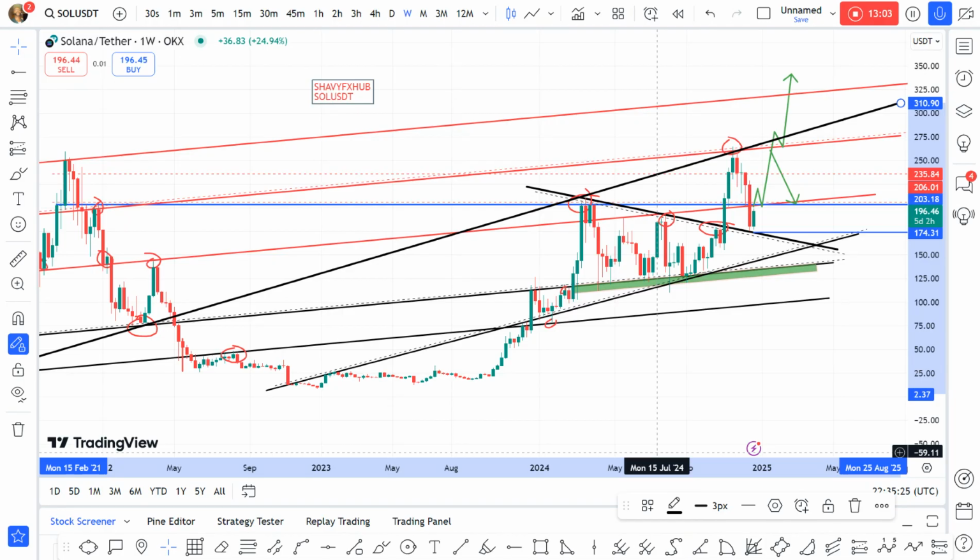So I want to see what happens at 203. At 203, then we'll see what buyers can do. If they manage to break that level, then it's a complete moon journey. So it will go moon if it breaks and closes a weekly candle above 203. So this is what we see for Sol.